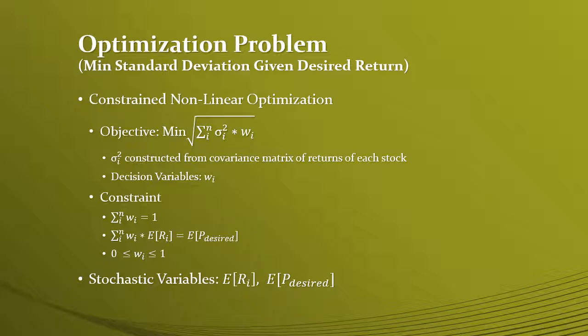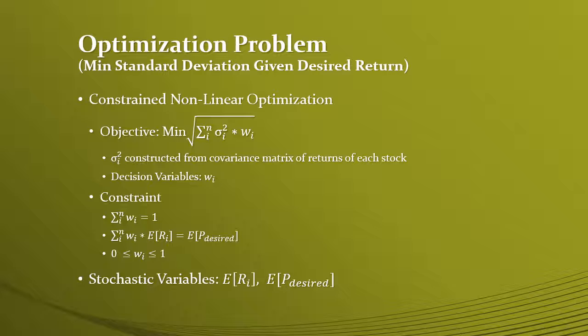So overall, I chose to look at this from the perspective of you want to minimize standard deviation given a desired return, and this is a constrained nonlinear optimization problem where your objective is to minimize the total portfolio standard deviation, which can be calculated as the weighted sum of the variances, and then take the square root of the variance to find the standard deviation. And then our constraints are that the sum of the weights is equal to 1. We want our desired portfolio return to occur, so the weighted sum of each individual asset return is equal to the desired portfolio return, and each individual weight is between 0 and 1.